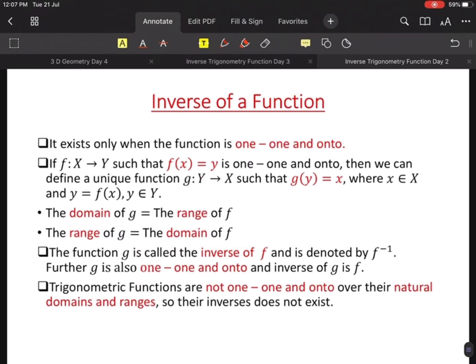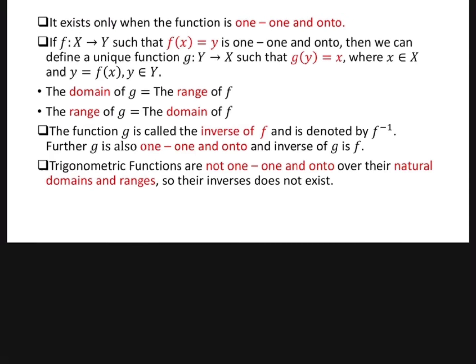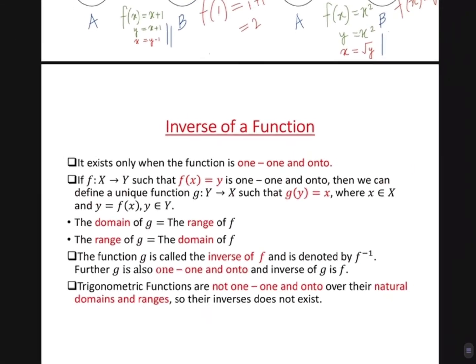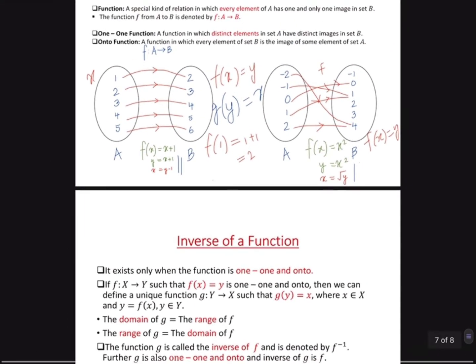So what are the conditions I have written in here? It exists only when the function is 1-1 and onto. Okay, that's the thing. Now let's move on to the second point. It's the most important point, which defines the concept of the inverse of a function. If f: X to Y such that f(x) equals y is 1-1 and onto, then we can define a unique function. So every function has a unique inverse, right? Then we can define a unique function g: Y to X. You see, the domain and range interchange, such that g(y) is equal to x, where x is an element of set X and y equals f(x), y an element of set Y.